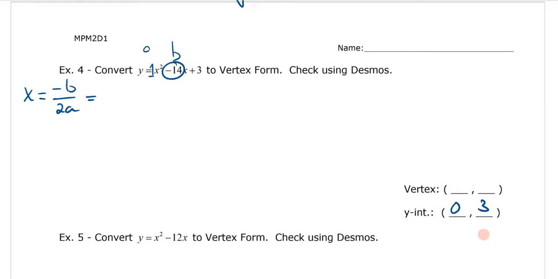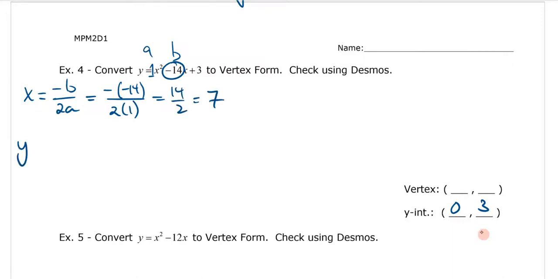A is the invisible 1. Okay, so negative of negative 14 over 2 times negative 1. Sorry, 2 times 1, rather. Positive 1. And so that's going to be 14 over 2, which is equal to 7.